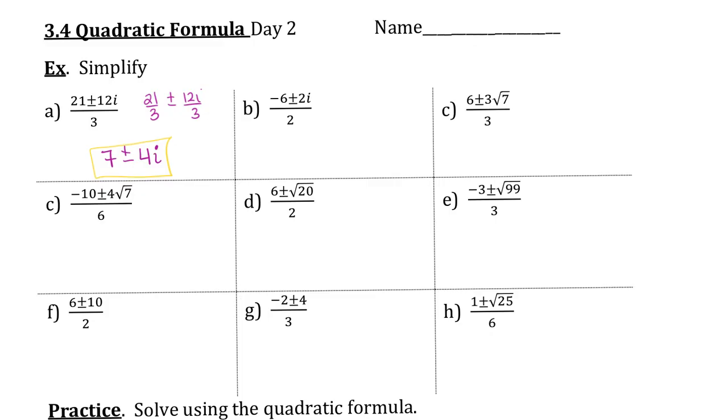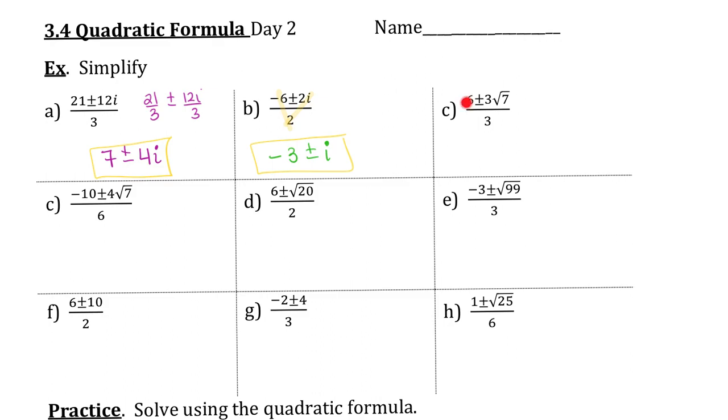Let's look at this one here. If I do negative 6 divided by 2, I get negative 3 plus or minus. If I do 2i divided by 2, I get 1i, or just i. Now when you do it, you do need to divide both of the terms if you do it in your head. If one divides and the other doesn't, you can leave it in this format, or you can make one non-fraction and one fraction. But we're going to keep going.